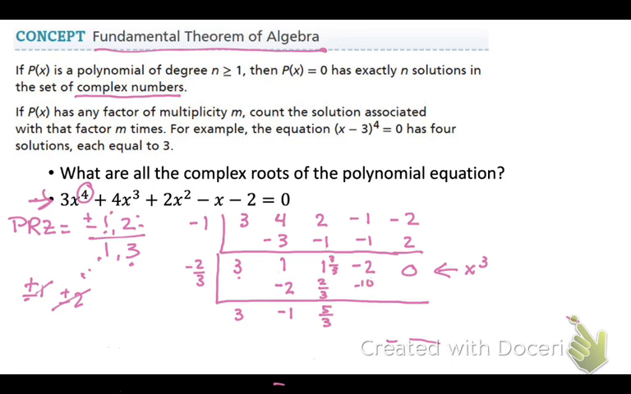Because this would be -10/9. And I'm not going to get 0 that way, am I? No. Okay, let's try 1/3.